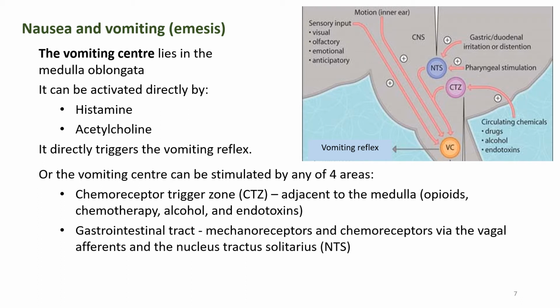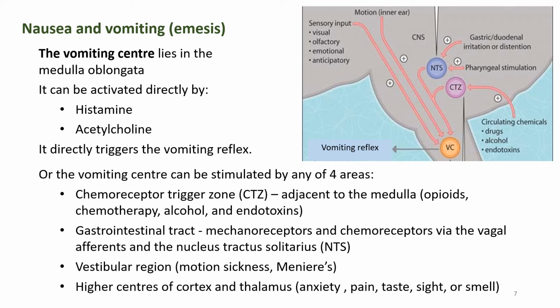The gastrointestinal tract, which interests us more here, has mechanoreceptors and chemoreceptors that transduce and then transmit via vagal afferents to the nucleus tractus solitarius, the NTS. You can see it there just above the vomiting center in blue. And the NTS then sends action potentials to the vomiting center.